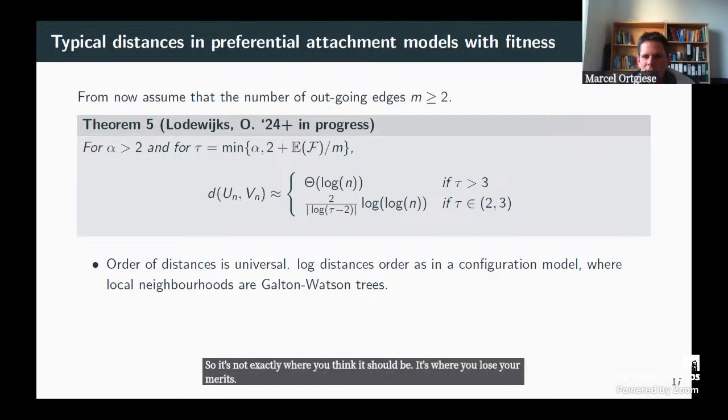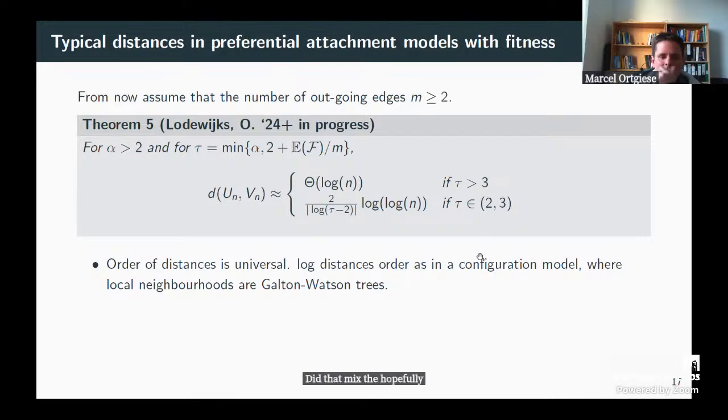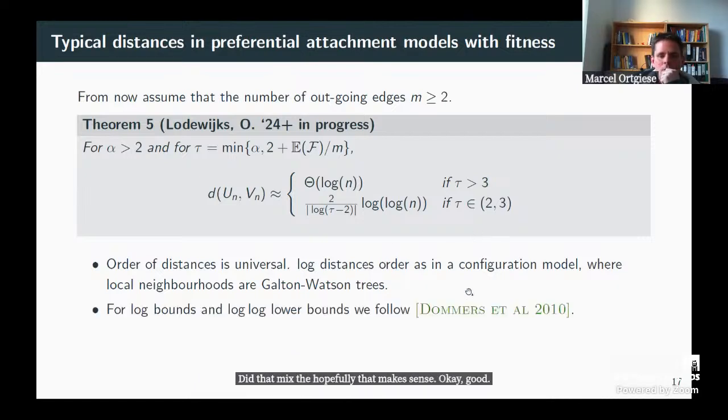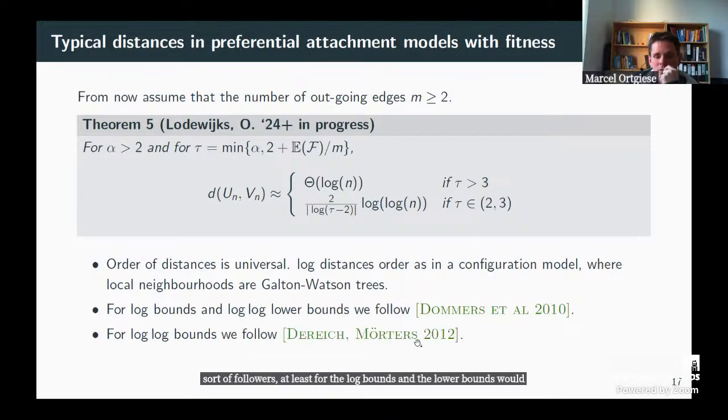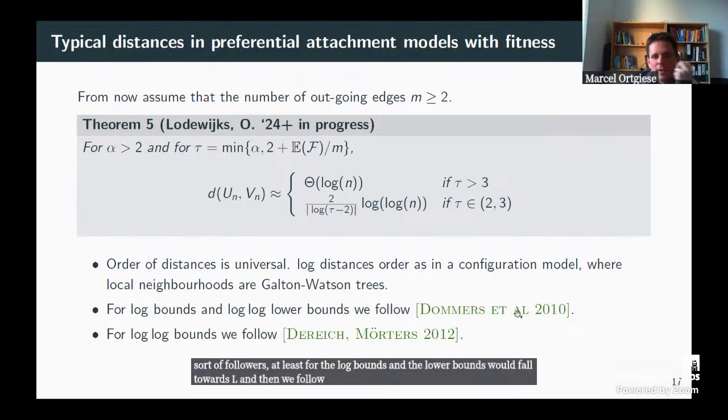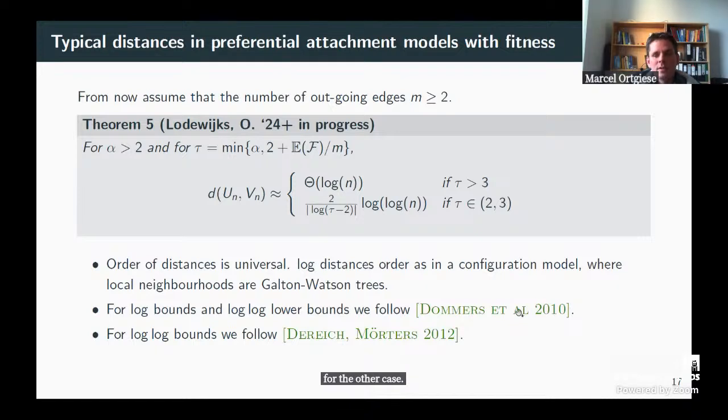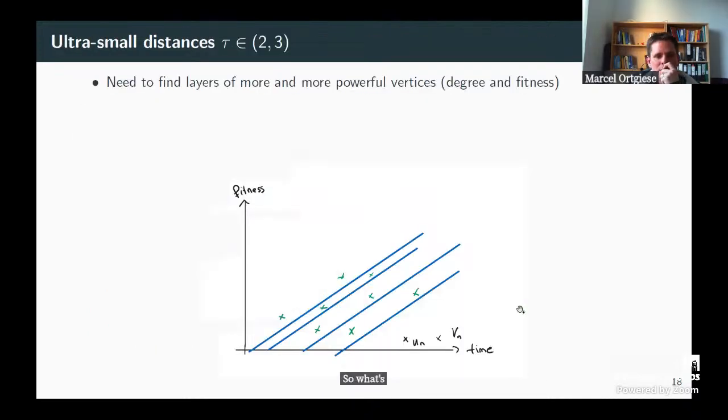Did that make sense? Hopefully that made sense. Okay, good. Our proof follows, at least for the log upper and lower bounds, Thomas et al., and then we follow Dereich and Mörters for the other case. So what's the picture that you should have in mind? Without the fitness, there's a similar thing for classic preferential attachment.